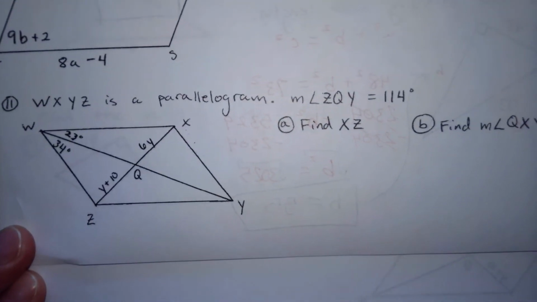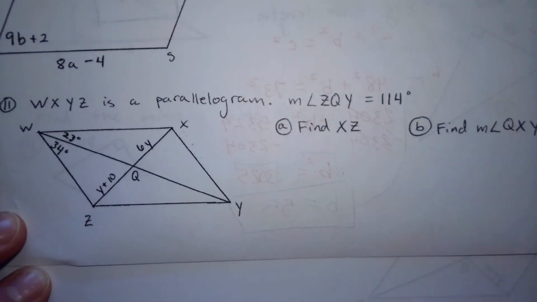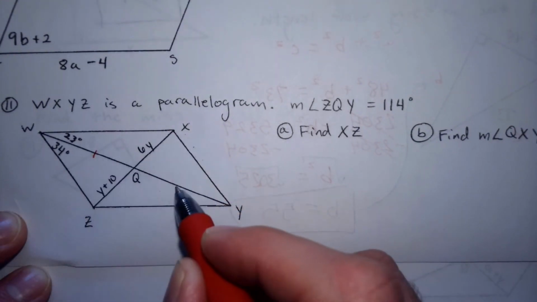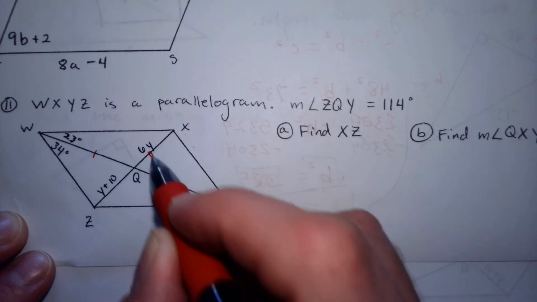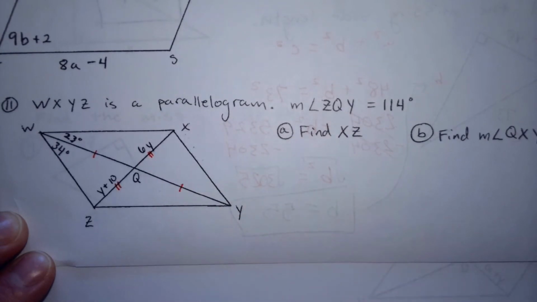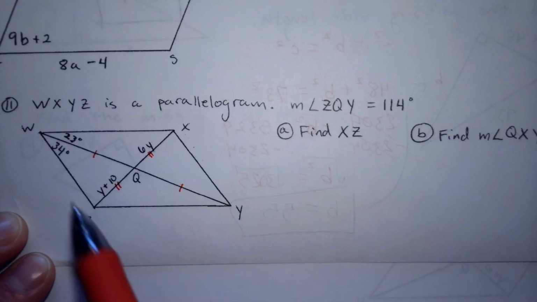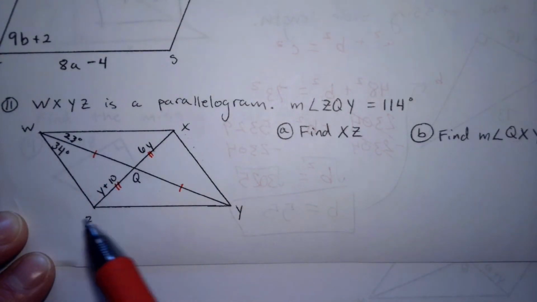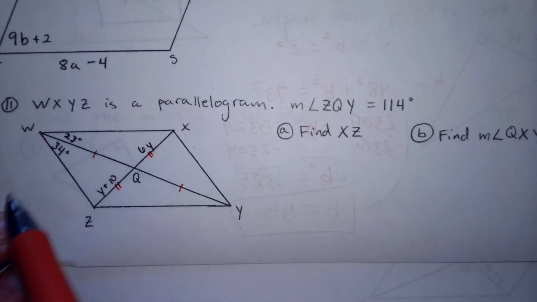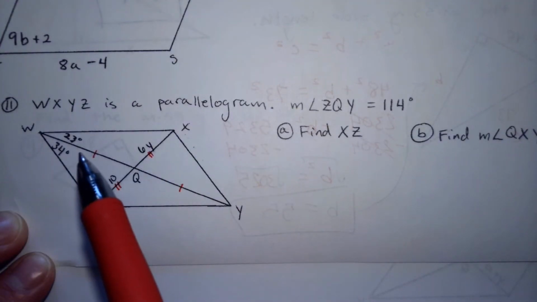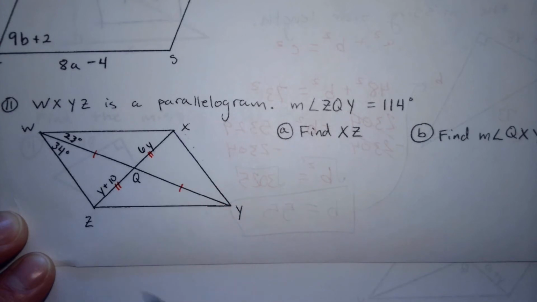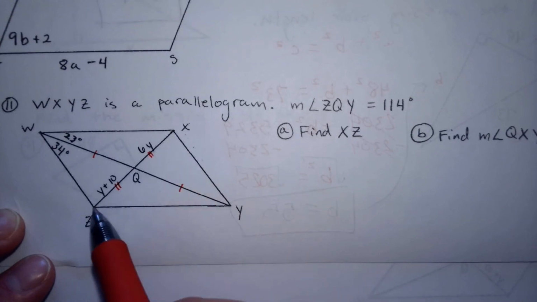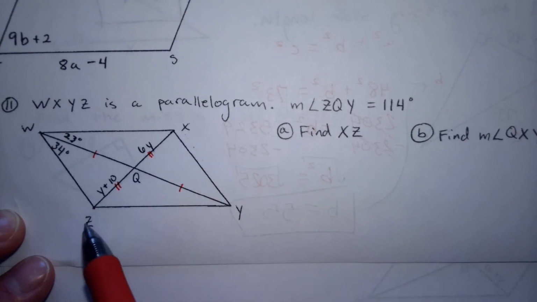So another set of properties for parallelograms is that the diagonals bisect each other. So these are congruent and these are congruent. So we know opposite angles are congruent, consecutive angles add to 180, opposite sides are congruent, and then the diagonals bisect each other. So if it's saying find XZ, XZ is this entire length.